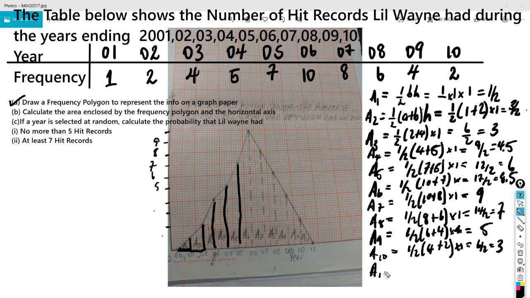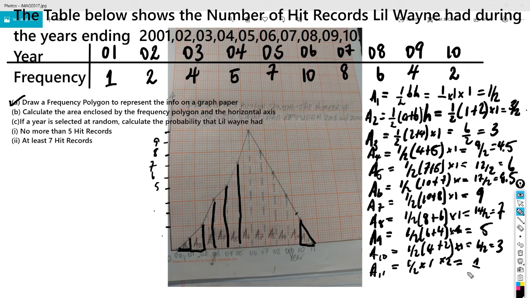And then A11 in this case is actually equal to half base times height, because it's a triangle. This part, A11, is just a triangle. So I'm going to use half base times height, which is half times 1 times 2 in this case, and it's going to end up being 1.